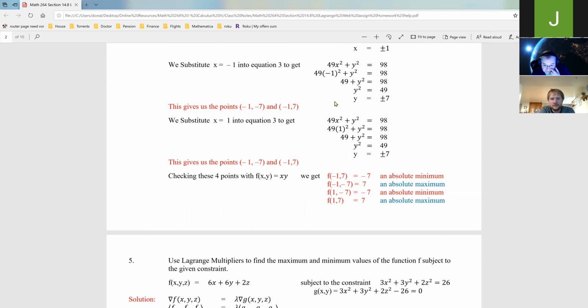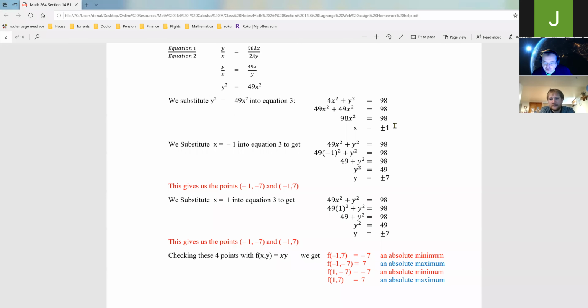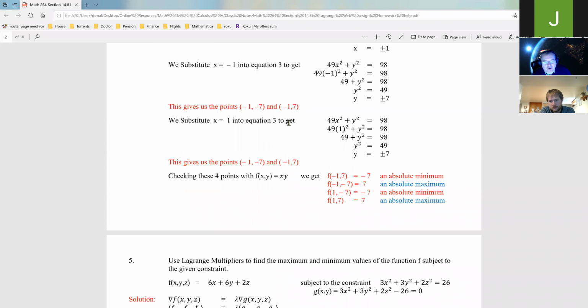So plug 1 into the constraint. Basically, once you know what an x is, you go to the constraint function and you figure out what the y would be to make that work. And so what we've got are 1, 2, 3, 4 points that we know we can use. When you evaluate the function, 2 of them are negative, so they're absolute minimums. 2 of them are quite big and positive, so those 2 are the absolute maximums.